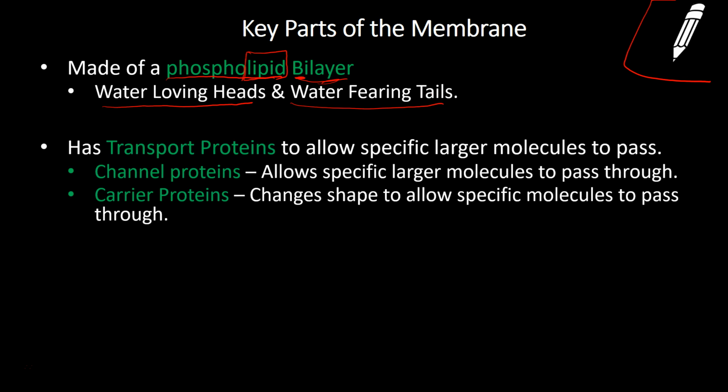The cell membrane also has transport proteins. Now, the purpose for transport proteins is to allow larger molecules to pass through. And there's two types of transport proteins. There's channels, and there's carrier proteins. Now, let's think about transport proteins.